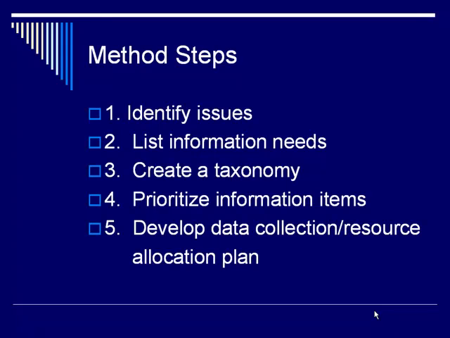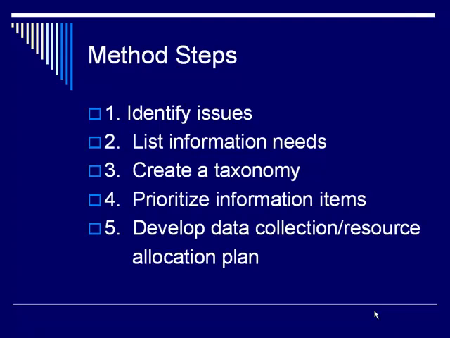The first step is to identify the issues a decision maker will likely face and the decisions that will need to be made. The second step is to list the information needed for each future decision. The most appropriate and relevant information will be needed. The third step is to create a taxonomy, meaning a classification of the decisions in an ordered system. The purpose of this is to put related pieces of information together so one can see if there is a need for a piece of information across decisions.